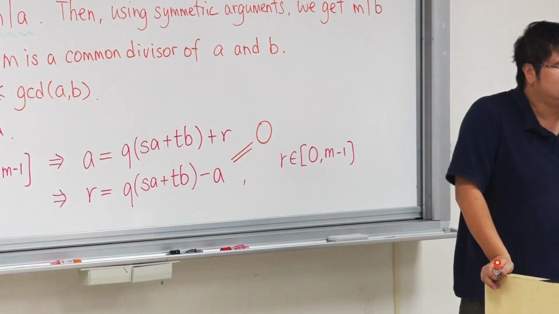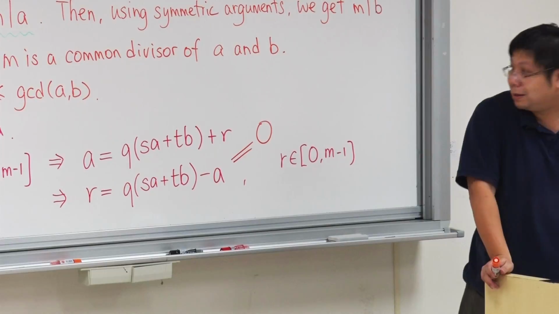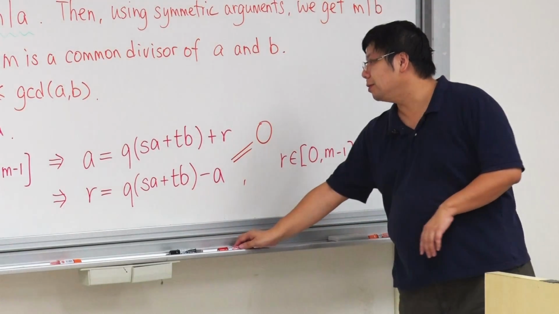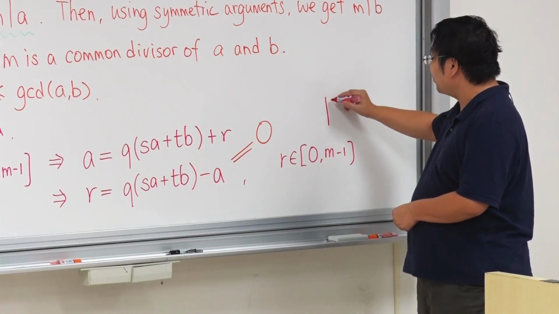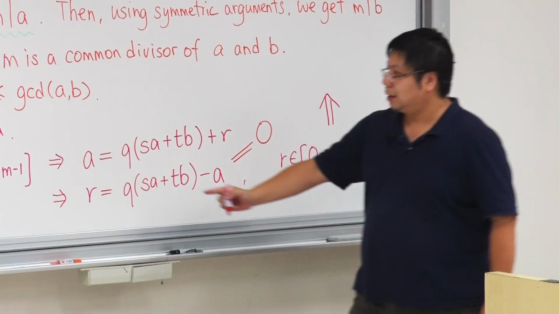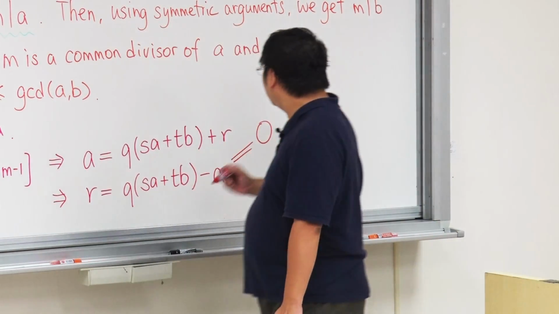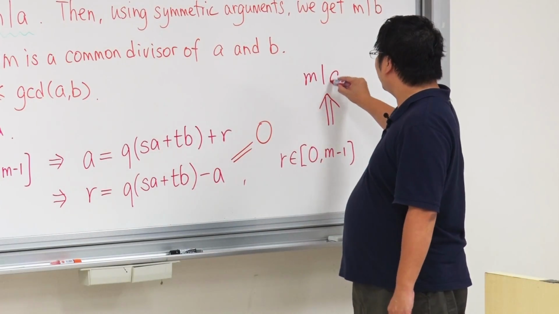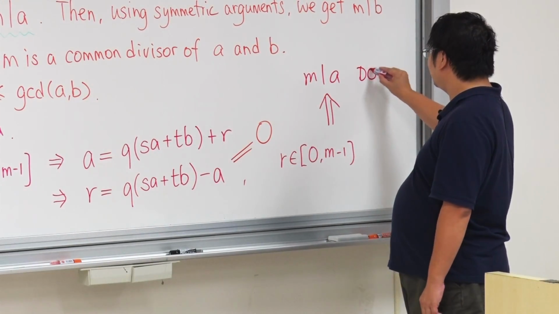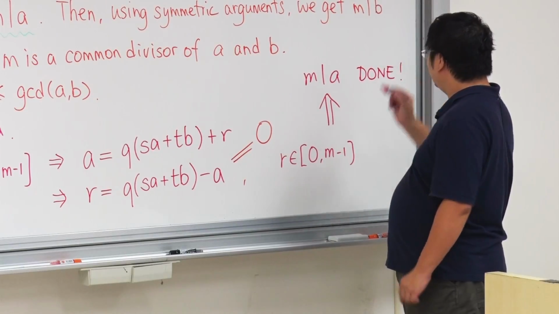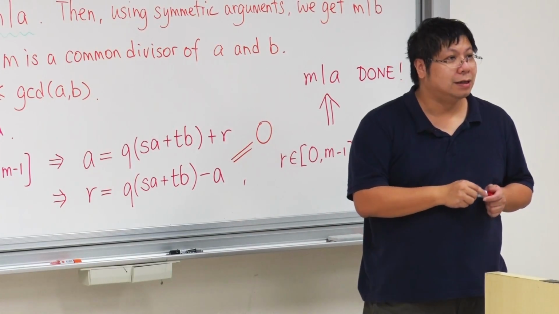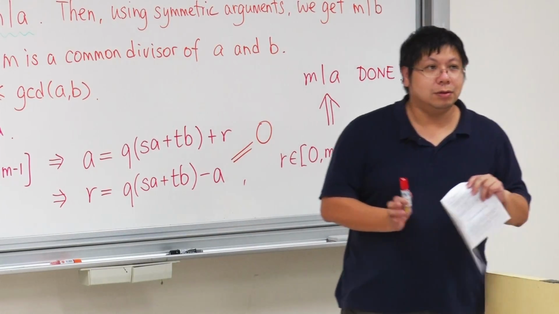Is that okay? Good. What does that mean? If R is equal to 0, then this overall thing actually means that A is equal to QM. So this implies M divides A. And then we are so happy. So this is now done. Okay? That's it.